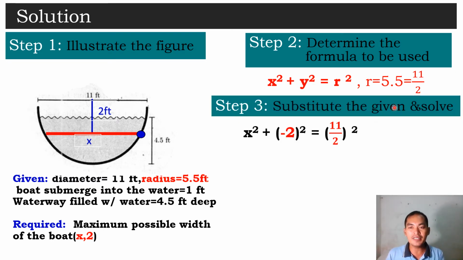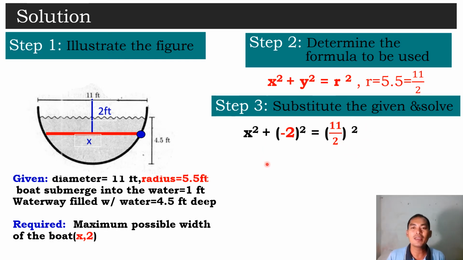Now substitute the given. We have x squared because the x is unknown. Y is 2. Okay? Going down, this is going down. So, assuming that itong semicircular is the x-axis, pababa ito, y-axis. So, it became negative. Yung y-axis na positive, yung pataas. That is why the value of y is negative 2, kasi pababa po siya. Negative 2 squared equals the radius, which is 11/2 squared.